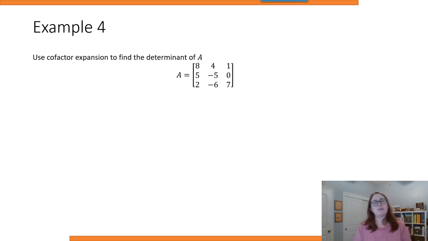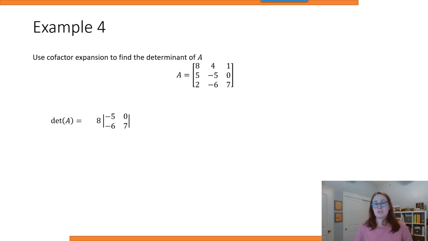Okay, so I'm going to stick with a 3x3 just because it becomes much more work the bigger the matrix is, and we're going to use cofactor expansion on it. Okay, so the determinant here, I've got 8, 4, 1 in the first row, 5, -5, 0 in the second row, and 2, -6, 7 in the third row. So what I do is, for the first one, I'm going to work only with the top row. So I'm going to cross out the first row and cross out the first column. And so I get the submatrix M that is -5, 0, -6, 7.